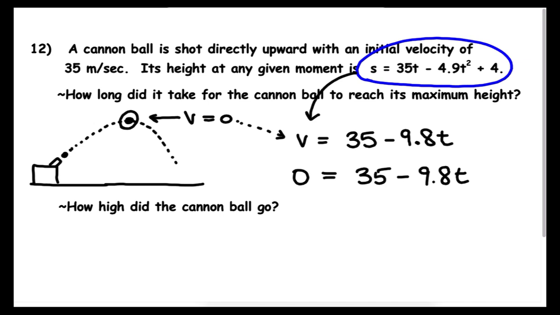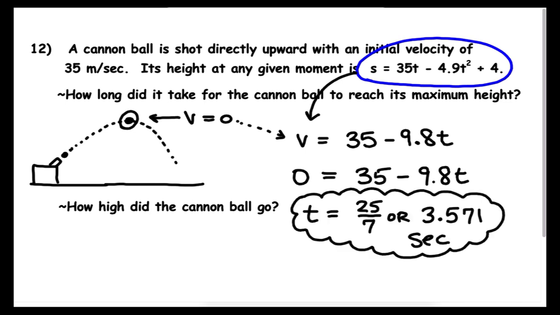You add 9.8t to both sides, divide by 9.8, and time comes out 25 sevenths, or 3.571 seconds. All right, so it takes about 3.5 seconds to make it there. How high did the cannonball go? That's the next question. We've got a formula for height above ground. It's circled up there in blue, and we know what t is when we reach the highest point, 25 sevenths, so all we have to do is plug that back in, use our graphing calculator to get the answer, and we're done.